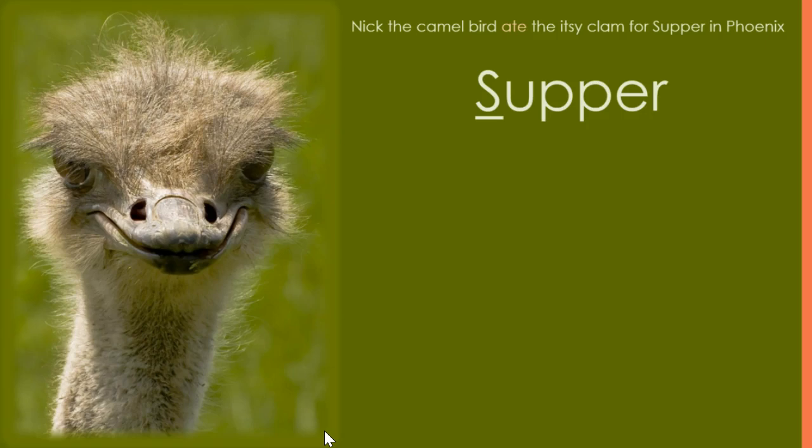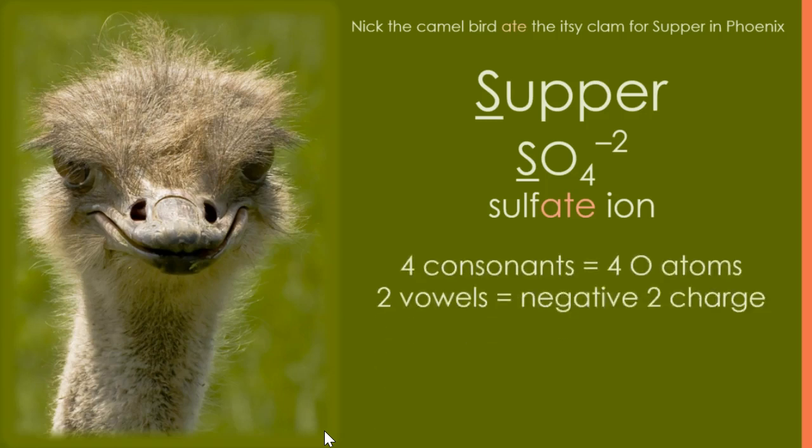Supper. Supper starts with S and stands for the sulfate ion. There are 4 consonants in supper and 2 vowels. Sulfate has 4 oxygens and a -2 charge. There is also a sulfite ion, same charge as sulfate, 1 fewer oxygen. And there is a hydrogen sulfate ion.